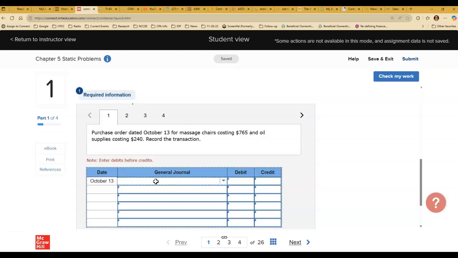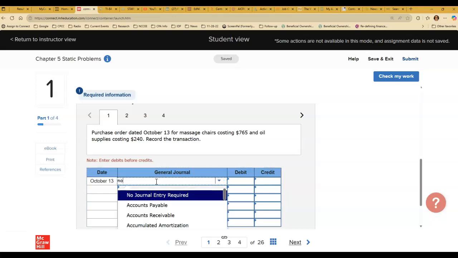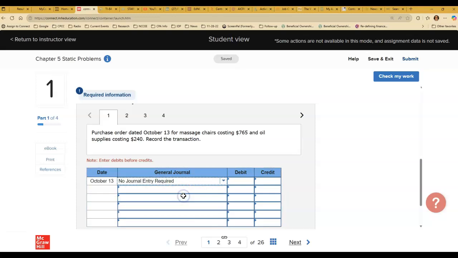Bingo. No journal entry. Okay? Why is it no journal entry? All we did was we ordered it. Okay? So understand how a purchase order works.